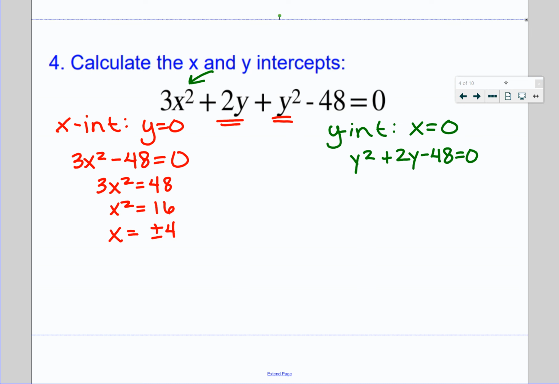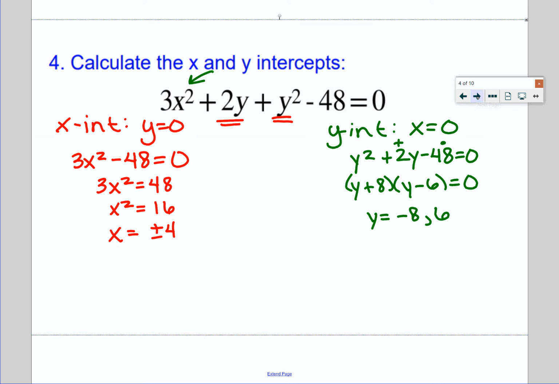Great. Is this factorable? Can we find two numbers that multiply to negative 48 and add to 2? Maybe? If not, you've got your quadratic formula. What do we think? Positive 8 and negative 6. That's it. So my answers are negative 8 and positive 6. That's it for our intercepts. Questions on number 4?